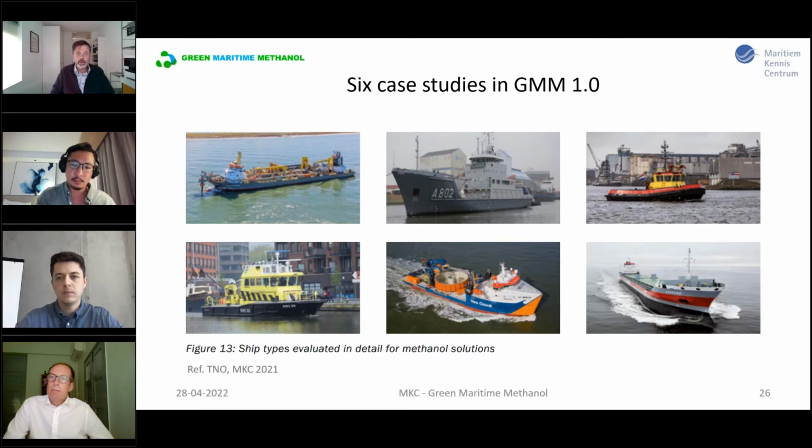So these ships were evaluated, and the interesting thing is that it was not always easy to have methanol on board, because on existing ships, methanol has a different energy content, like we already said. So you need more bunkers, you need different safety requirements, but also the bunkering process is a little different.